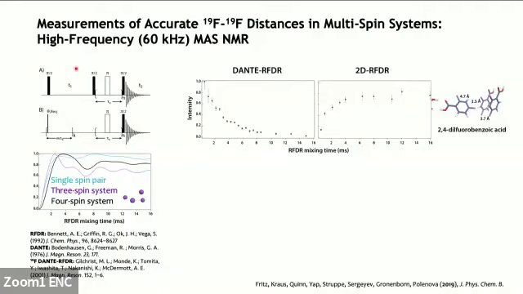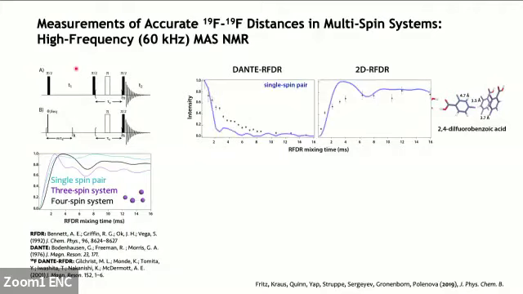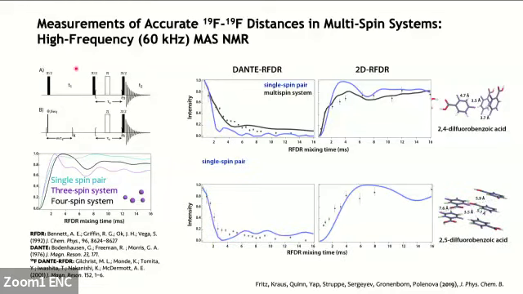Now, this is 2,4-difluorobenzoic acid. What happens if we try to simulate those curves, just assuming a single spin pair of intrafluorine distances, which are intramolecular? This is what happens. It looks horrible, obviously, right? Not a surprise. Now, if we do a multi-spin system simulation, taking into account these three sets of distances, intra and intermolecular, you can see that the agreement between the experiment and the simulations is quite nice. Right, that's nice. What about other examples?